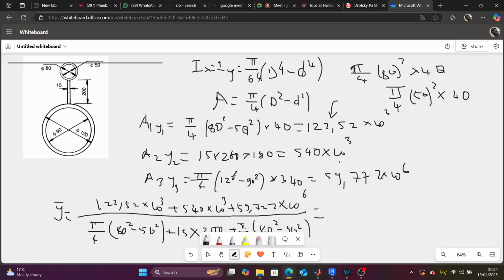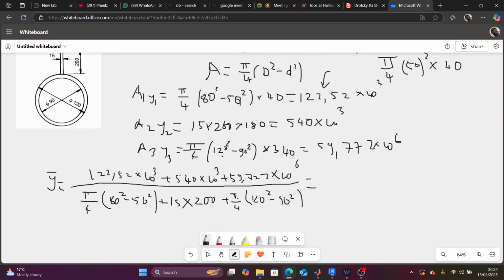times 10 to 3. Okay, right? I want you to do the same here. Can you do it with your calculator? Pi over 4, right, times 120 square times 340. What answer do you get? Multiplied by 340. Are you getting 3845,319 something? Yeah. Okay.